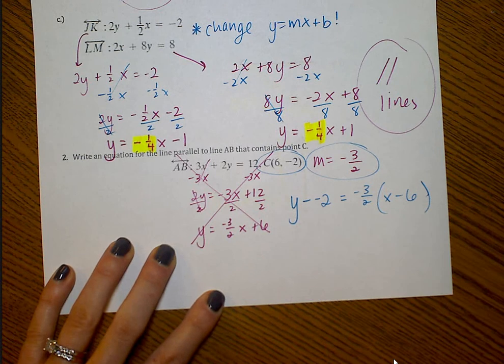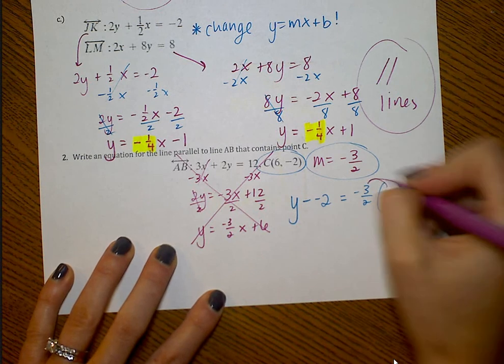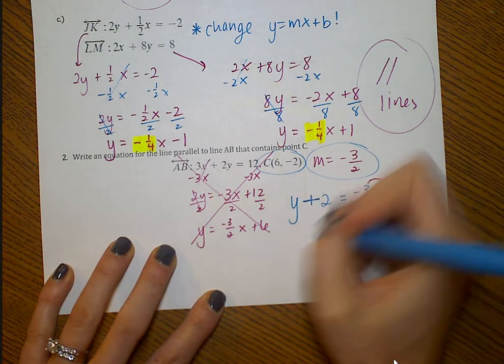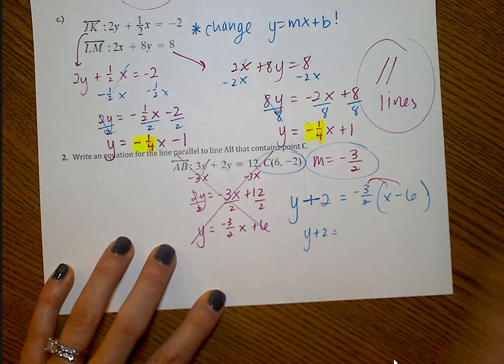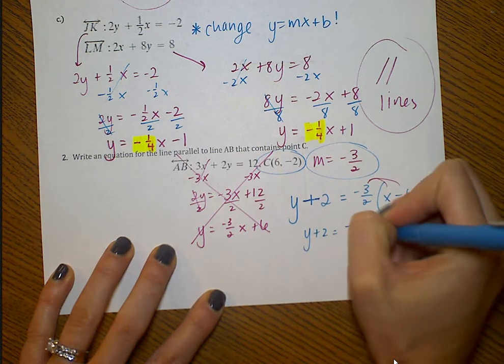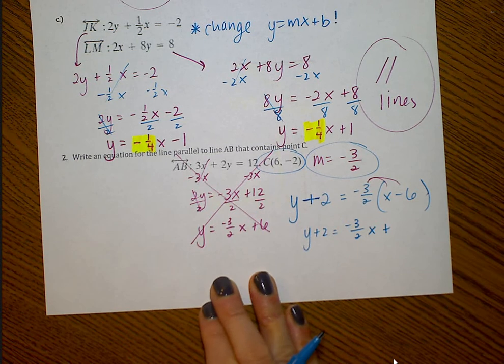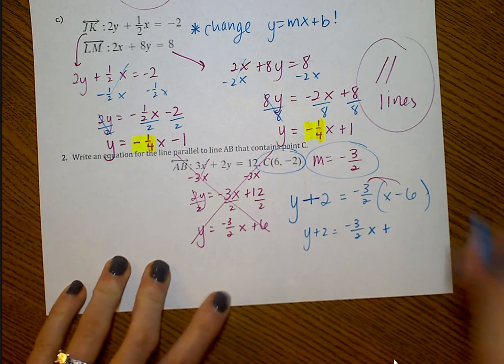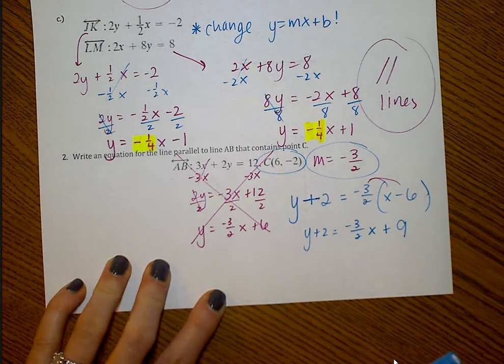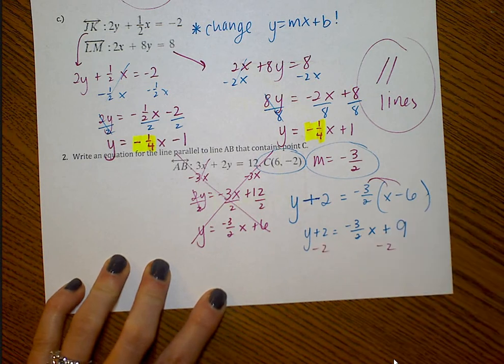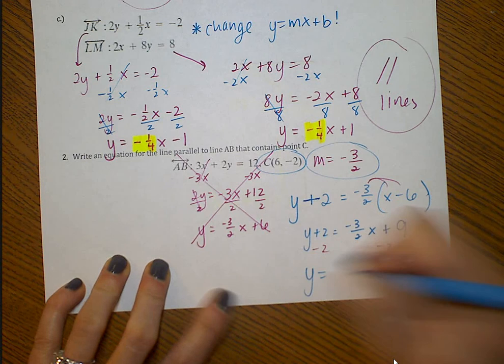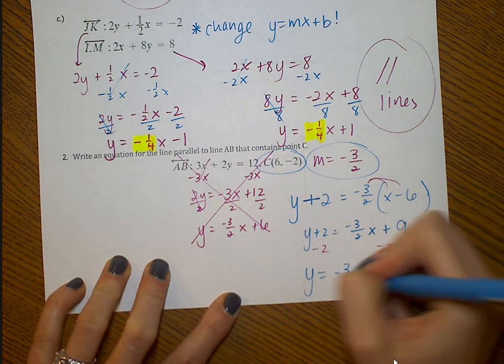Okay, I'm going to distribute. And I've got, let's see, that's just y plus 2 equals negative 3/2 x. Negative times a negative is a positive, and that would be 18 over 2, which is just 9. Okay, last step would be to subtract 2, and my final answer is y equals negative 3/2 x plus 7.